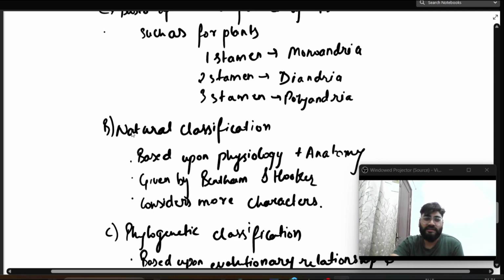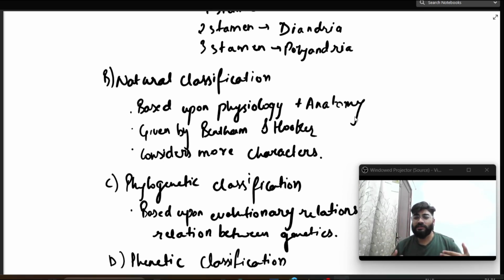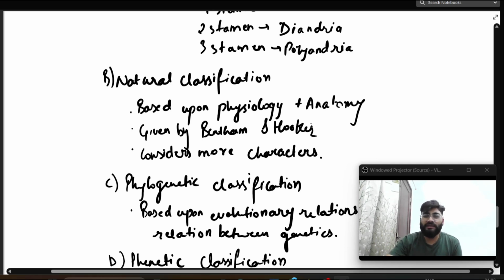The second classification method is natural classification, which is based upon physiology and anatomy. If you ask me what exactly physiology and anatomy are, anatomy is what is present on the outside, what you see, and that is actually morphology. Anatomy is how exactly the body is from the inside, and physiology is how it is arranged. There will be more detail about it later on. Natural classification was given by Bentham and Hooker. It considers more characters.